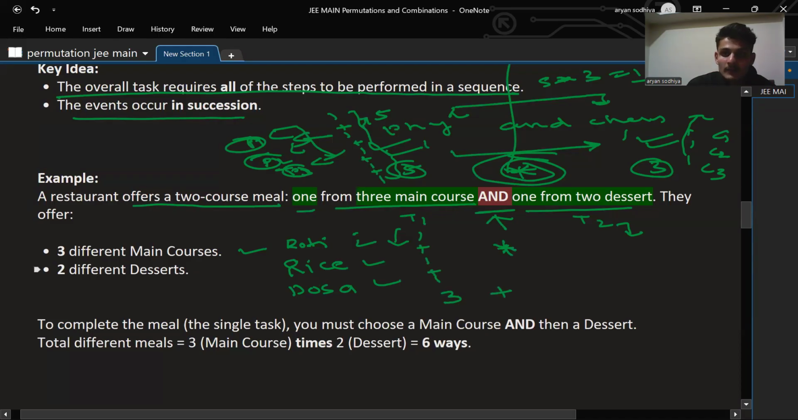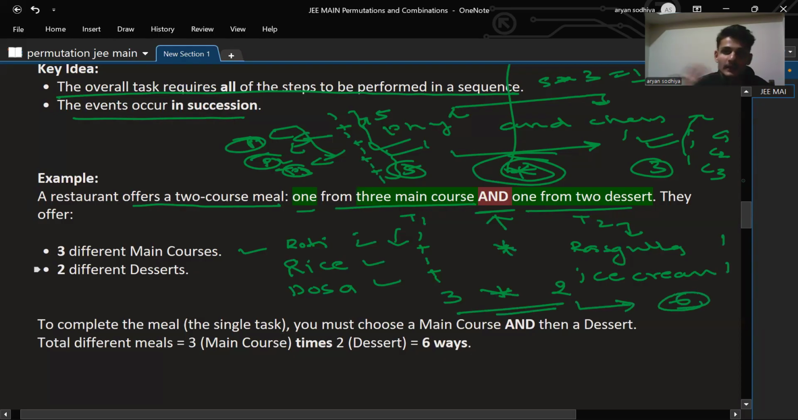And is coming, so I will multiply. Again, two desserts are there, say rasgulla and ice cream. Either rasgulla, if you like rasgulla you will eat it, or ice cream, so two will come, we will multiply. So they will come to 6.